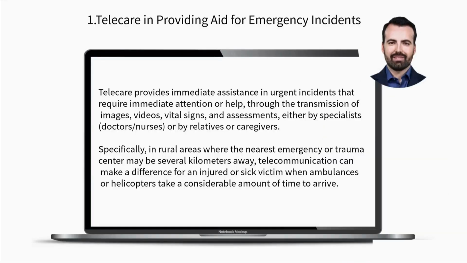The first sector of the lesson is telecare in providing aid for emergency incidents. Telecare provides immediate assistance in urgent incidents that require immediate attention or help through the transmission of images, videos, vital signs, and assessments, either by specialist doctors, nurses, or by relatives or caregivers. Specifically, in rural areas where the nearest emergency or trauma center may be several kilometers away, telecommunication can make a difference for an injured or sick victim when ambulances or helicopters take a considerable amount of time to arrive.